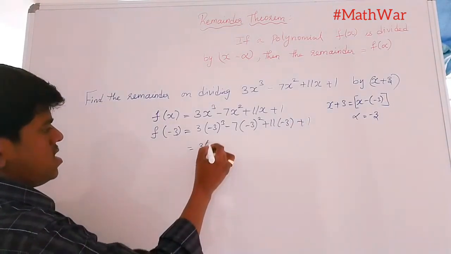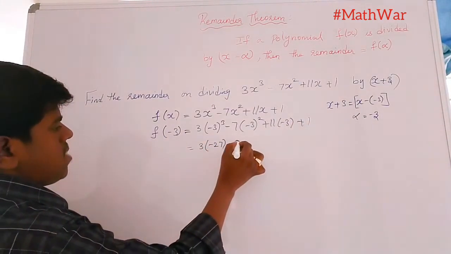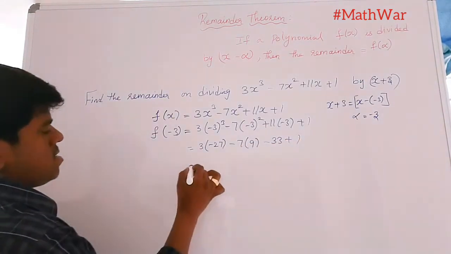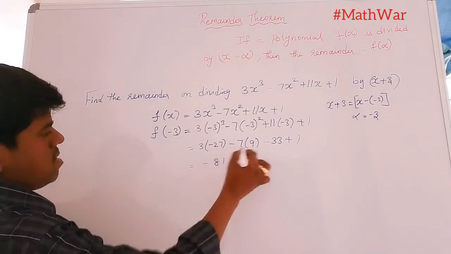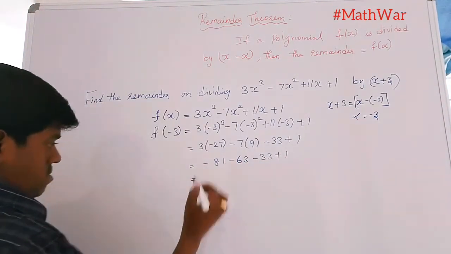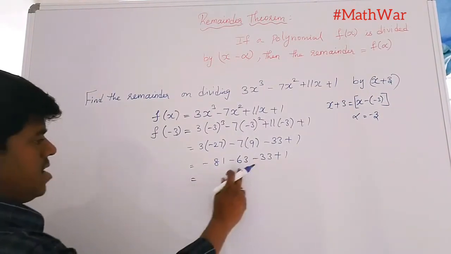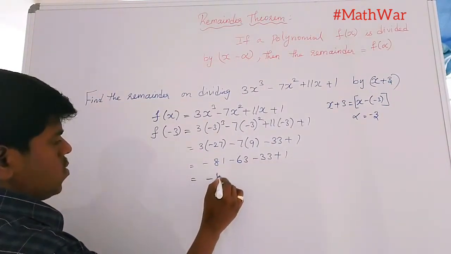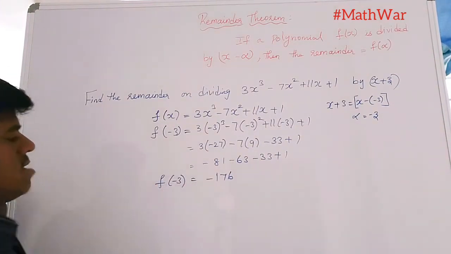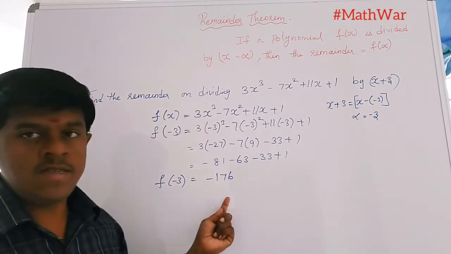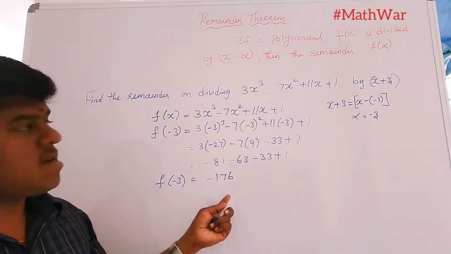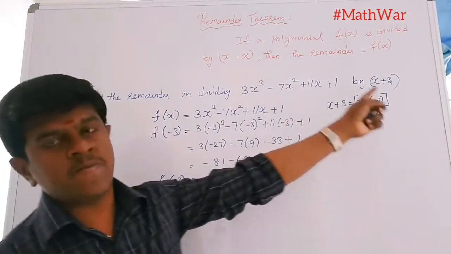That is equal to 3 into minus 27 minus 7 into 9 minus 33 plus 1. That is minus 81 minus 63 minus 33 plus 1. After simplifying, we will get minus 176 as the answer. So f of minus 3 is minus 176. That means minus 176 is the remainder when we divide this by x plus 3.